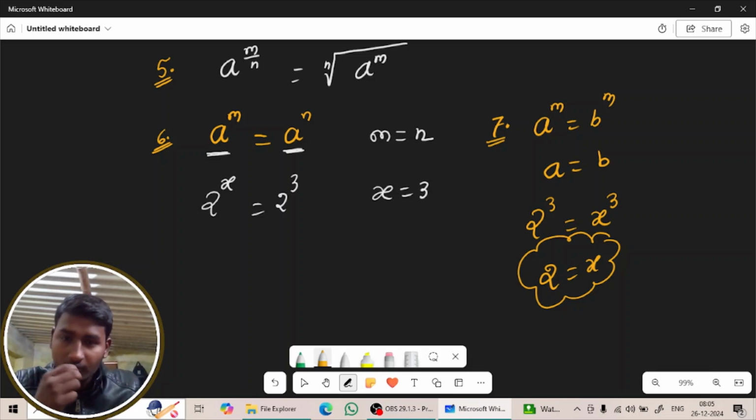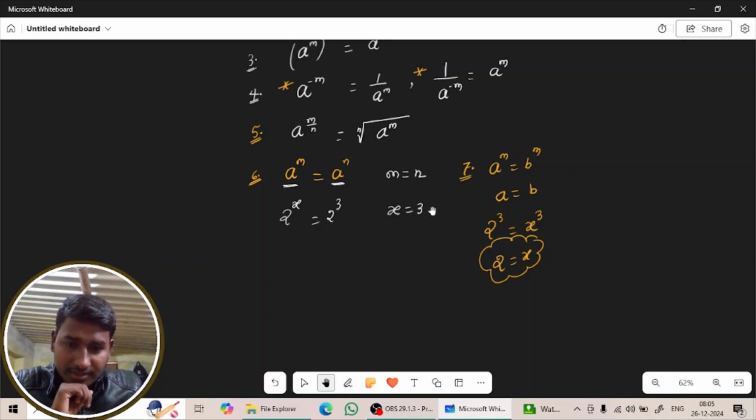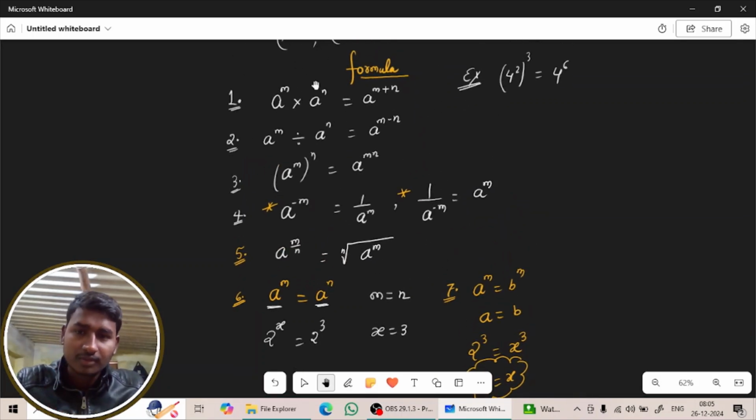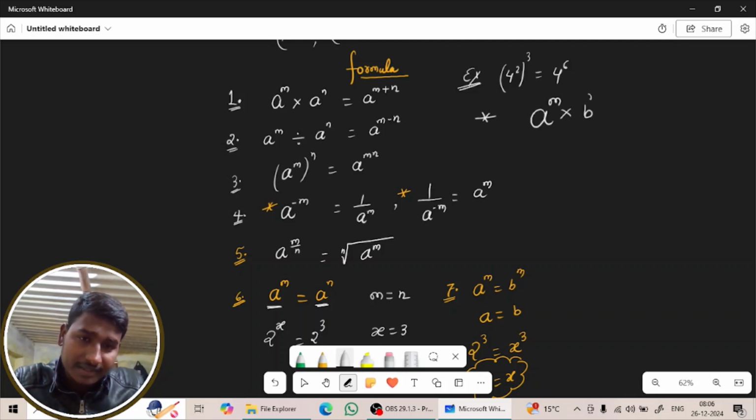I missed some more exponent formulas. Let's go back and see which formula I missed. I missed a formula very similar to these, so I'm writing it down here. If the bases are different and the powers are the same and they are in multiplication, you multiply the base numbers and write the exponent once. Same way in division, you can write them in division with the power. So these are the formulas.